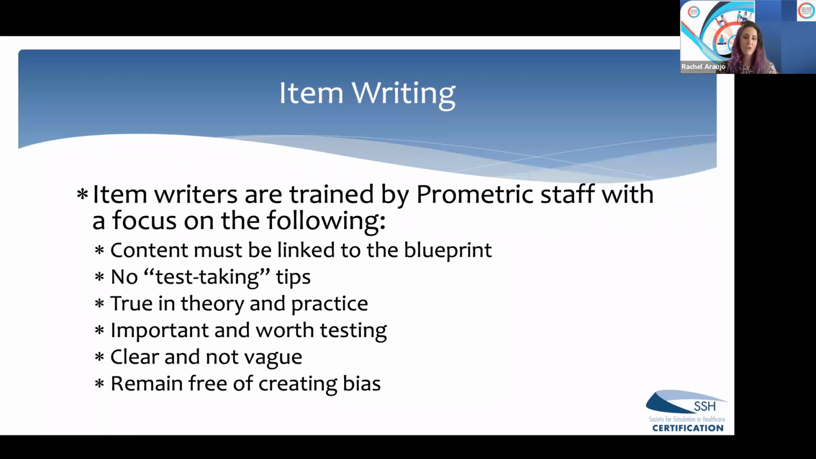The next thing they are trained on is super important to me, and that is that all items, all test content, all test questions must be true in both theory and practice. Those two worlds have to meet. And what that means is the professional literature or the reference says the key is correct, it's the right thing to do. And then what the subject matter expert believes and does in their practice is the right thing to do. So it's not just one person's idea or one person's preference on how to do things. Those worlds of theory and practice have to meet.